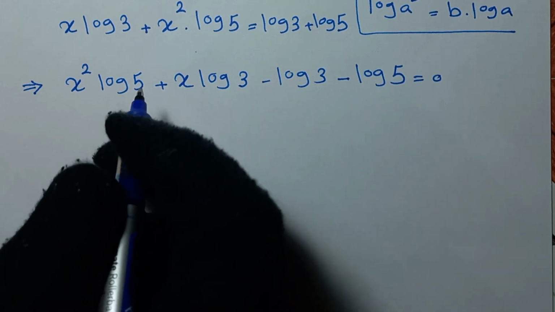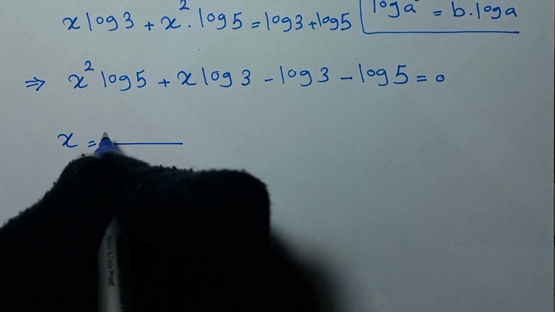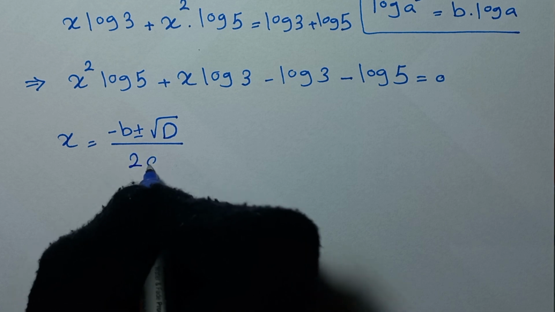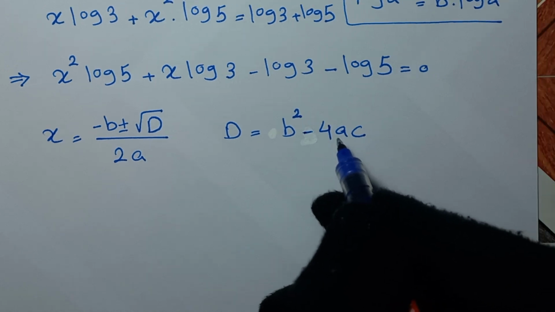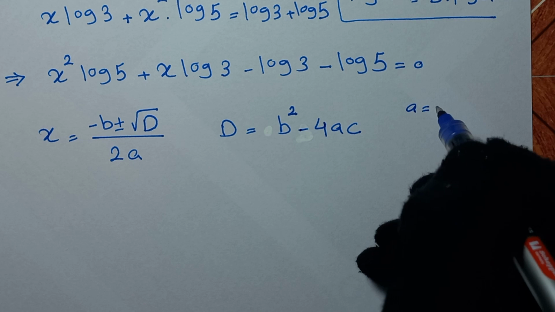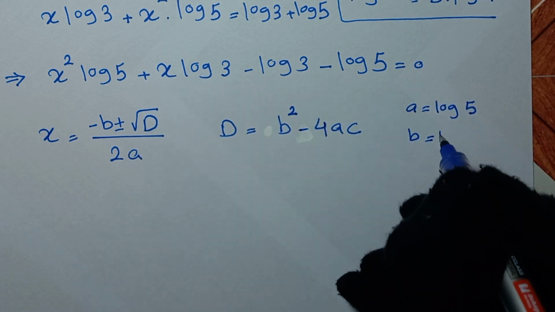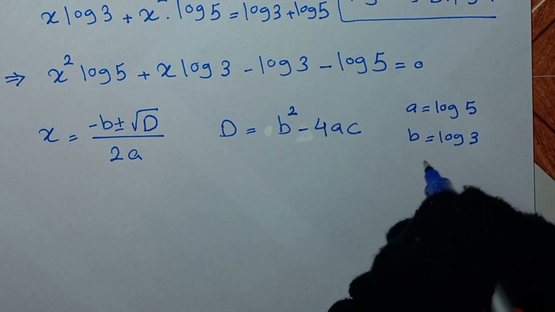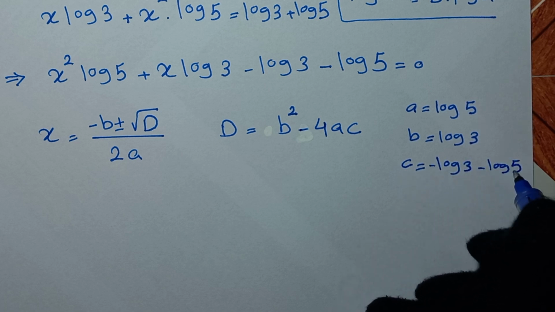So, we use the quadratic formula, which is x is equal to negative b plus or minus square root of the discriminant over 2a, and the discriminant formula is b squared minus 4ac. So here, a is the coefficient of x squared, which is log 5, b is the coefficient of x, which is log 3, and c is the constant, which is negative log 3 minus log 5.